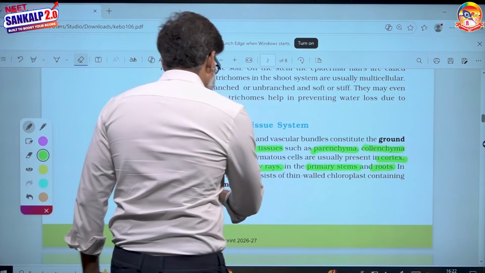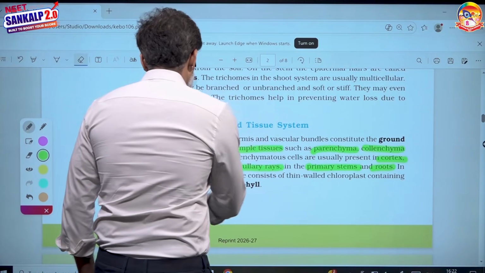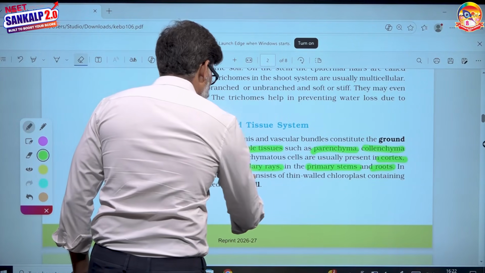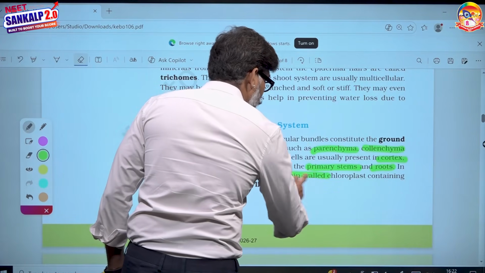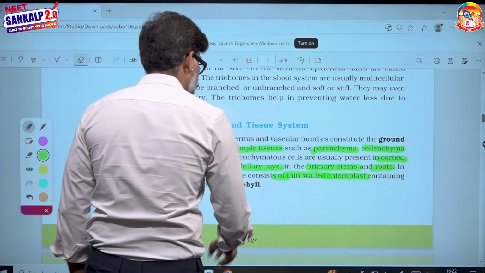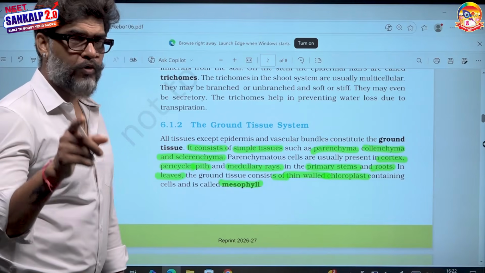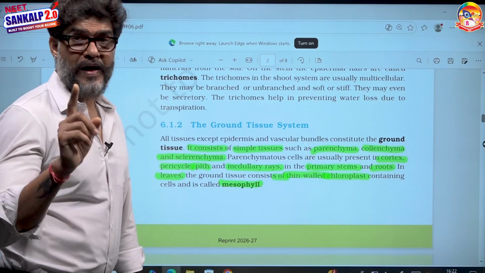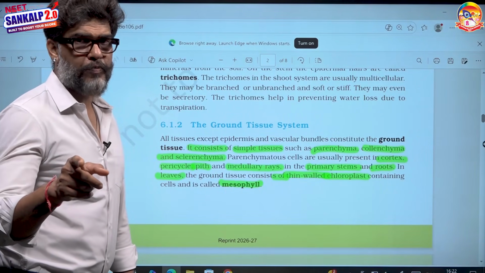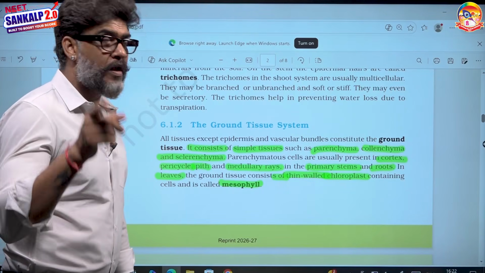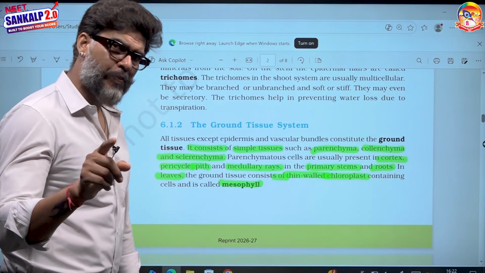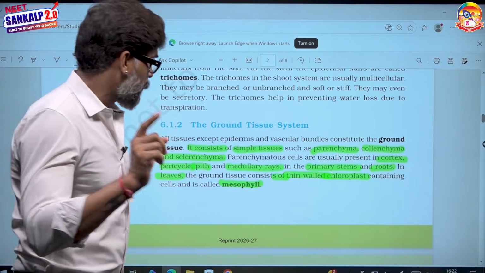Ground tissue of the leaves: inside the leaf, the ground tissue consists of thin-walled, chloroplast-containing cells, and we know that these cells are known as mesophyll. So ground tissue of the primary root is parenchymatous. Ground tissue of the primary stem is parenchymatous. Ground tissue of the leaf is also parenchymatous, but it is called mesophyll.